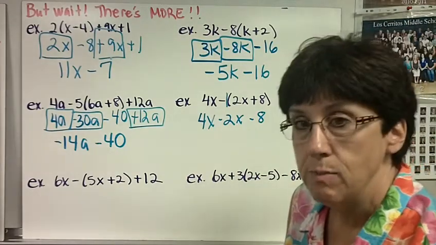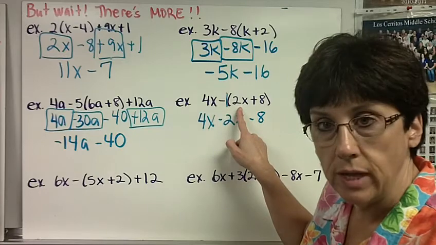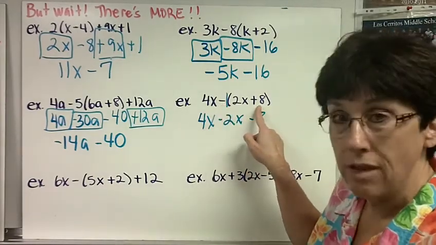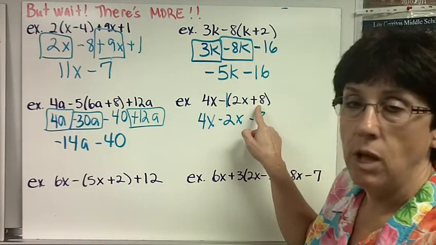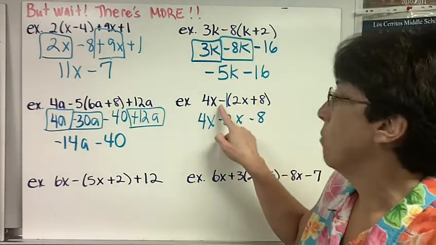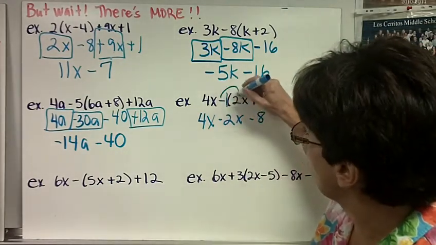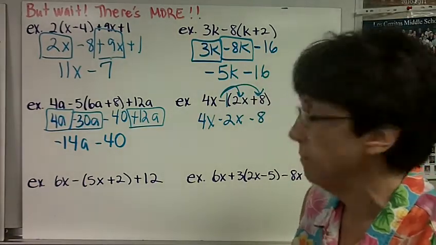All right, where kids make mistakes on this is they'll put the negative with the 2x, but then they forget, oh, I have to distribute this negative to all the other terms in the parentheses also. So they copy it down as a positive, and then they get it wrong. So put your 1 in and distribute your negative 1. Distribute your negative 1 to all the terms inside the parentheses, okay?